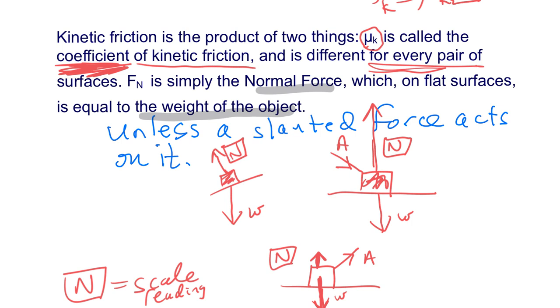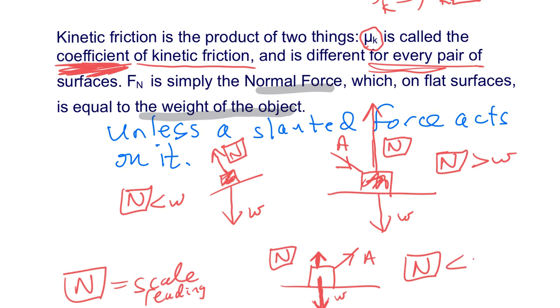Okay, so these are kind of important concepts. So if you're on an incline, the normal force will always be less than the weight. If someone's pushing down on you at an angle, normal force will be greater than the weight. And if someone's pulling up under your armpits, the normal force will be less than your weight.